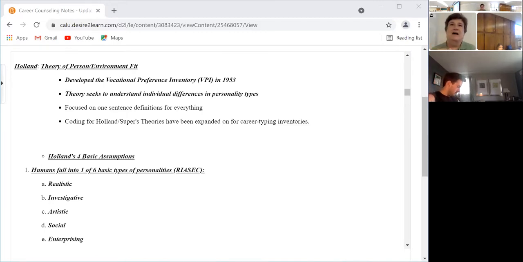They'll either give you the theorist's name and you'll have A, B, C, D, and they'll draw things from each of the theories, or more than likely, they'll give you something like, on these notes here, we have 4 basic assumptions, all right? And they'll list the 4 basic assumptions. And then it'll be A, B, C, D, and it'll be Holland, Super, Krumboltz, and one other one. And you're going to have to pick which theorist came up with this. And that's not that easy unless you memorize each theory, okay?